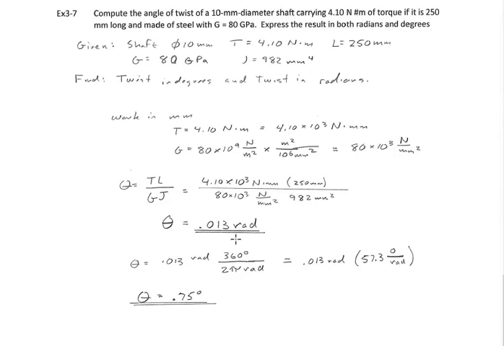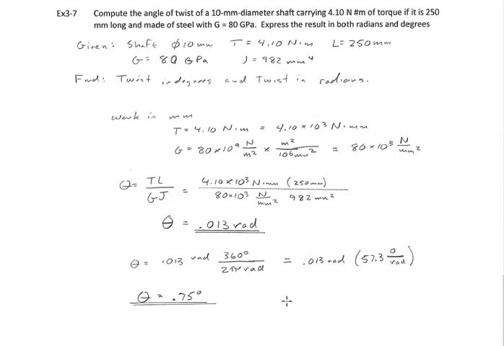So what you're going to find here is that these newtons divide out these newtons here, and these millimeters squared divide out these millimeters squared. So really what you're going to end up with is no units whatsoever, and no units whatsoever is radians. Radians is a dimensionless quantity. So what we end up with is 0.13 radians.